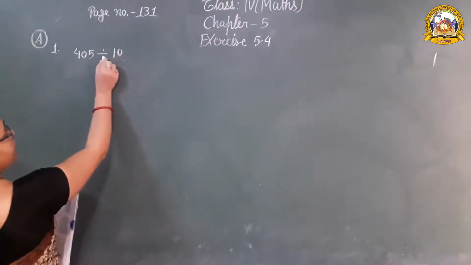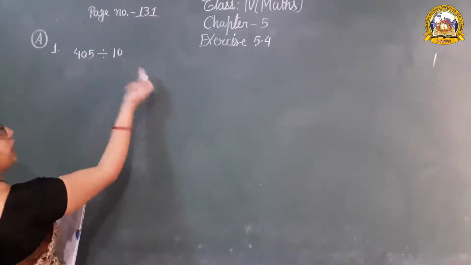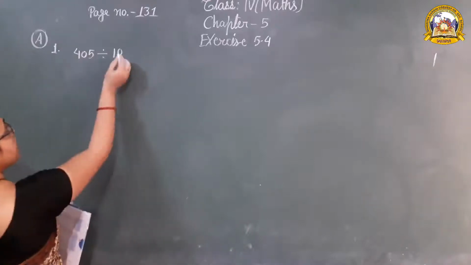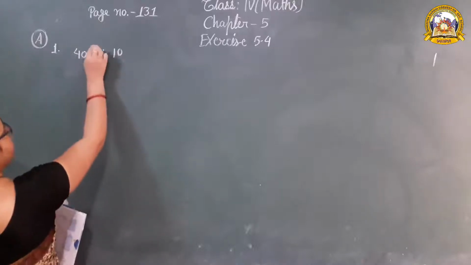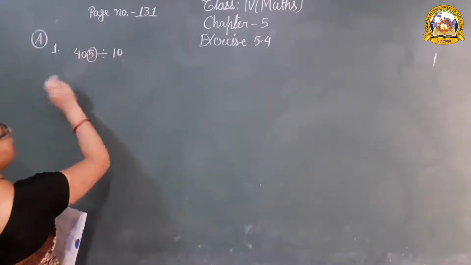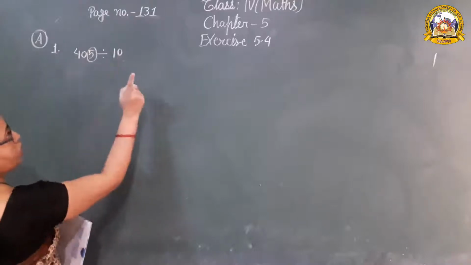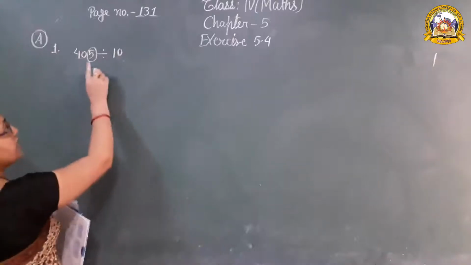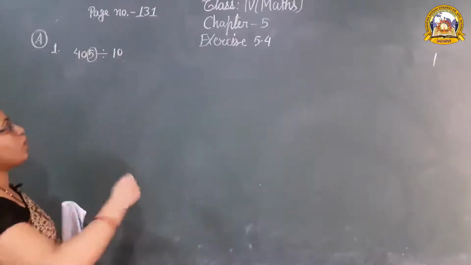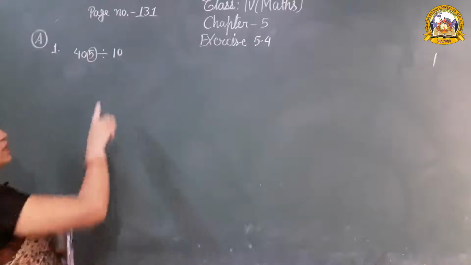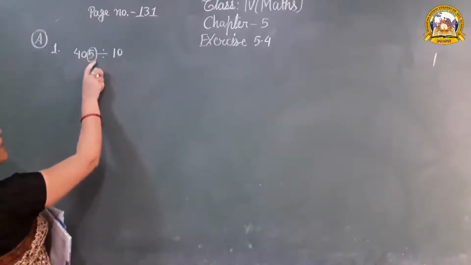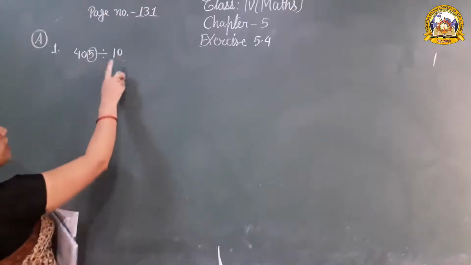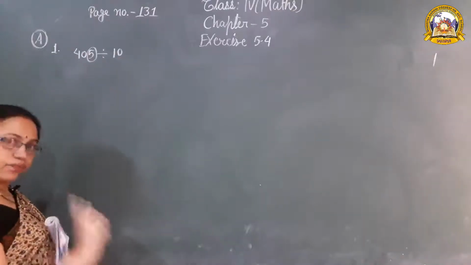So first we see 405 divided by 10, and how many 0 in 10? Only 1 zero. So according to the zeros, from the back side we take 1 digit. Because here is 1 zero, that is why we take 1 digit from the ones place. Ones place से हम एक एक डिजिट लेते जाएंगे अकॉर्डिंग टू नंबर ऑफ 0. यहाँ पर जितने भी 0 होंगे उसके अकॉर्डिंग हम यहाँ से डिजिट्स लेंगे. Because there is 1 zero in 10, we take only one digit, 5.